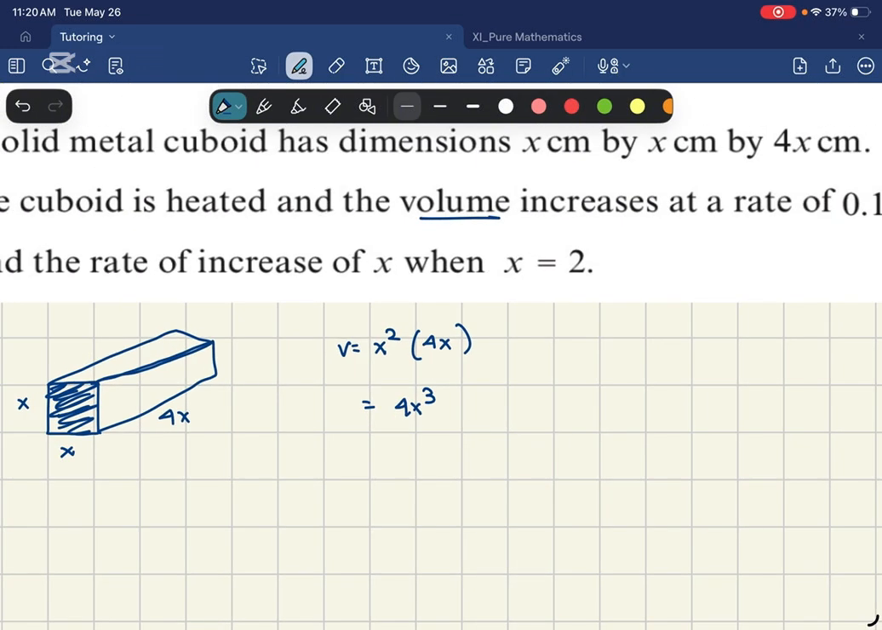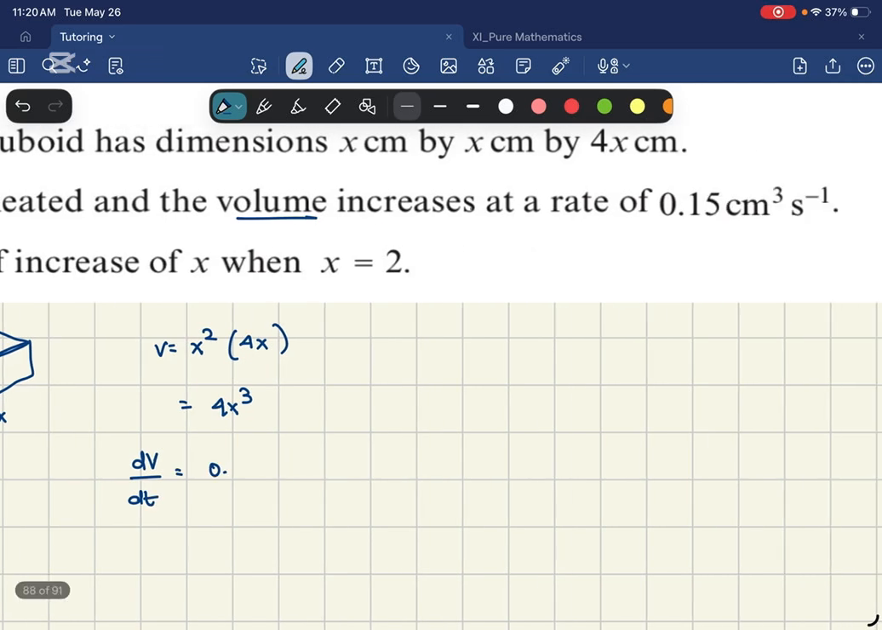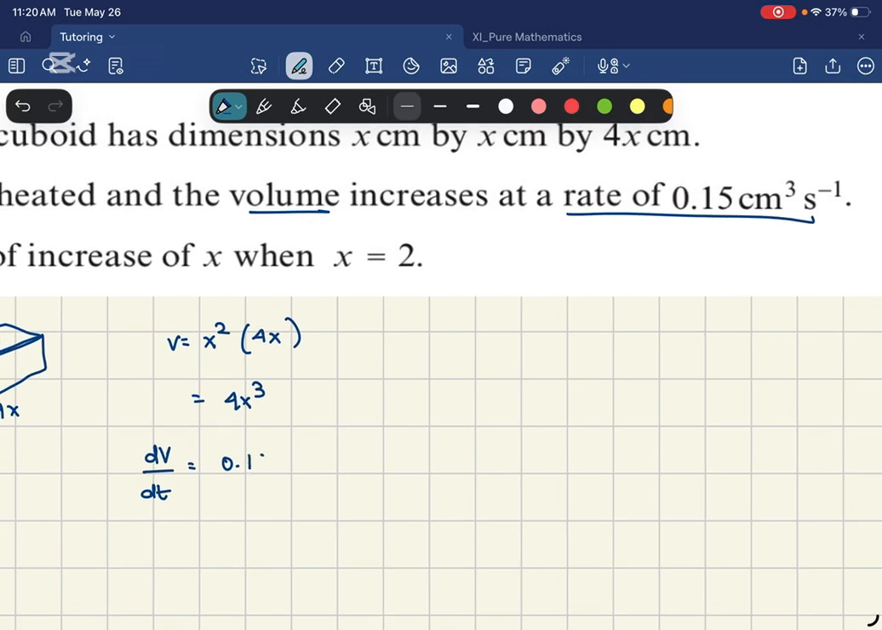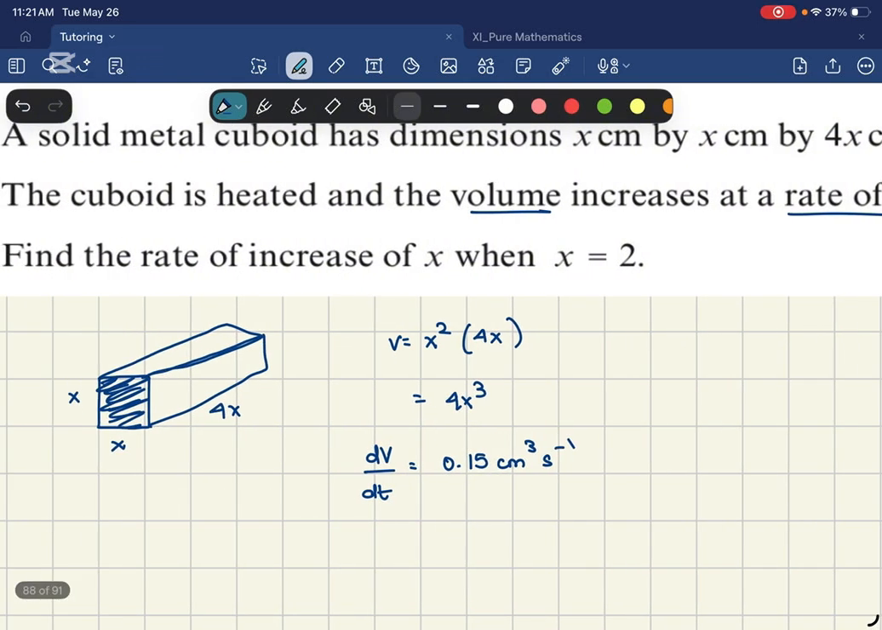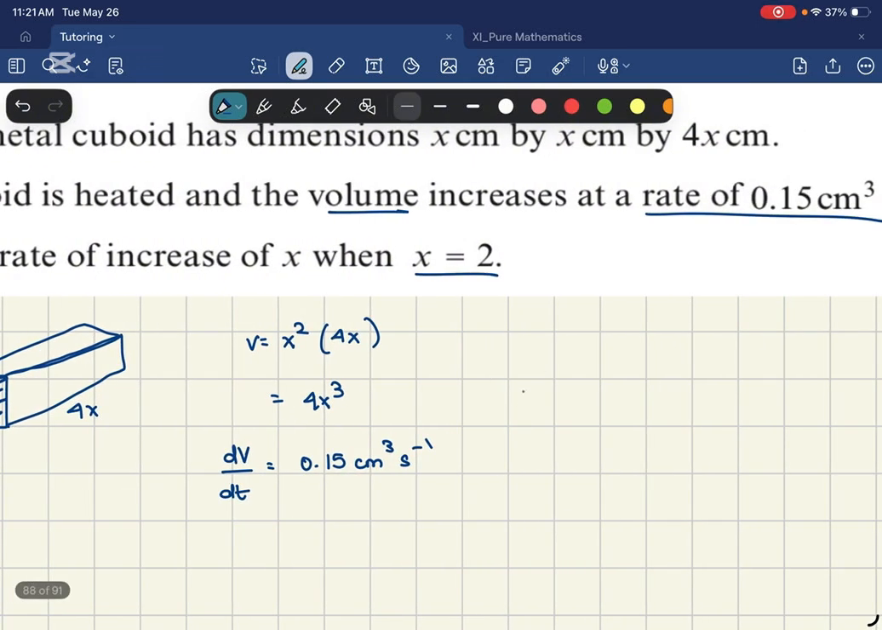So we are given dV by dt is equal to 0.15 centimeter cubed per second, because volume increases at a rate of this. And find the rate of increase of x when x is equal to 2. So we want to find dx by dt. All right. So it's useful to find dV by dx, right? Because V is defined with respect to x, and that is going to give you 12x squared. You bring 3 to the front, 4 3s are 12x squared.